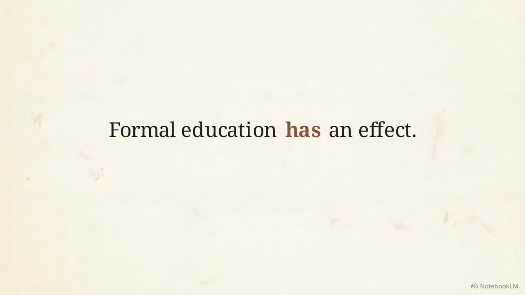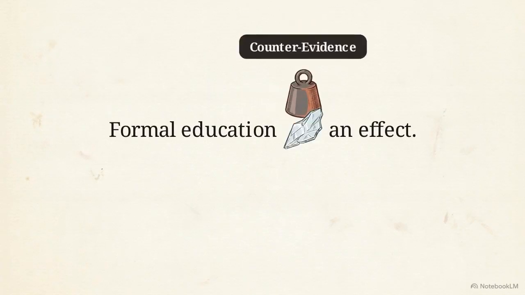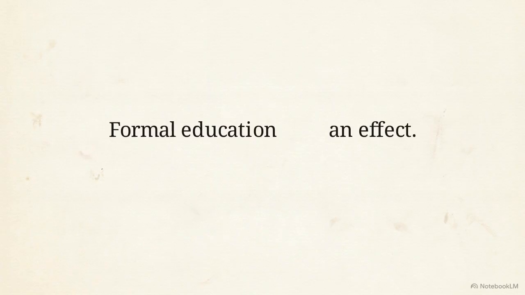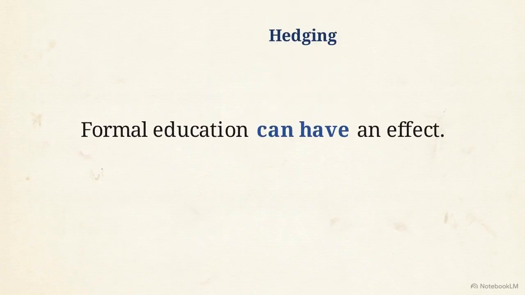In academic writing, absolute statements are a liability. If a reader finds even one exception, the entire claim collapses under the weight of counter-evidence. To solve this, writers use hedging. Softening the language turns a fragile absolute fact into a resilient, defensible argument.